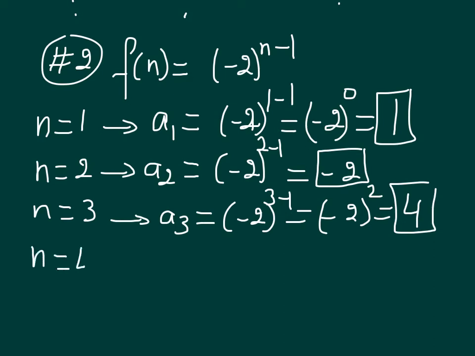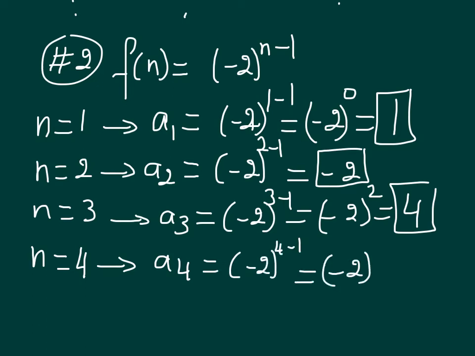I'm going to do one more for you, and you do the rest. A4 will be negative 2 to the 4 minus 1, which gives us negative 2 to the third, which gives us negative 8. Please continue till you get 7 of those.